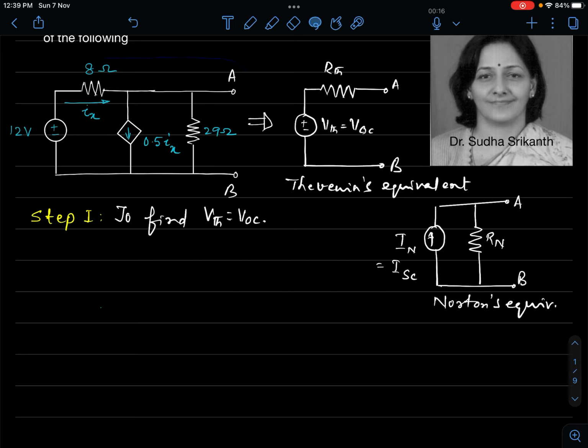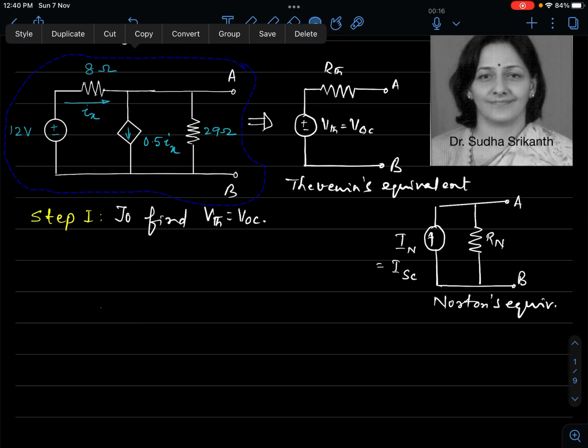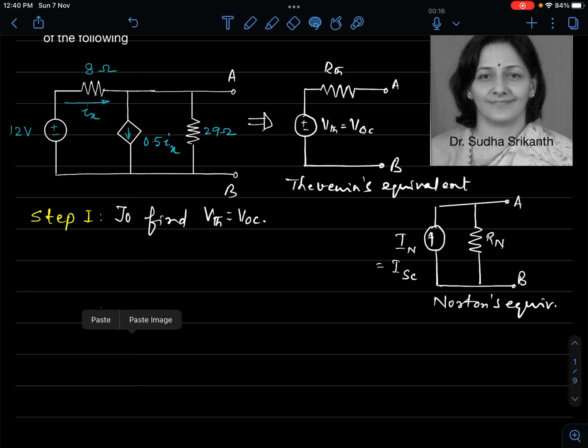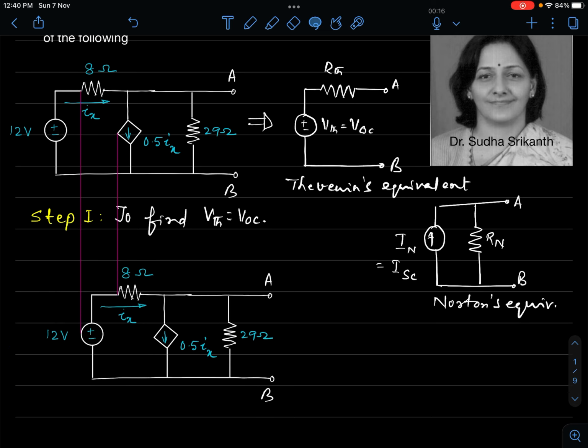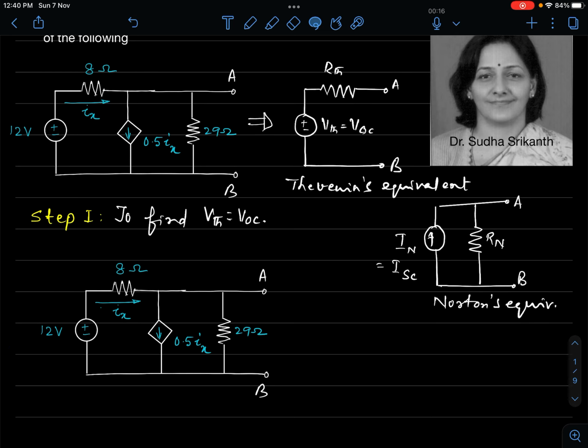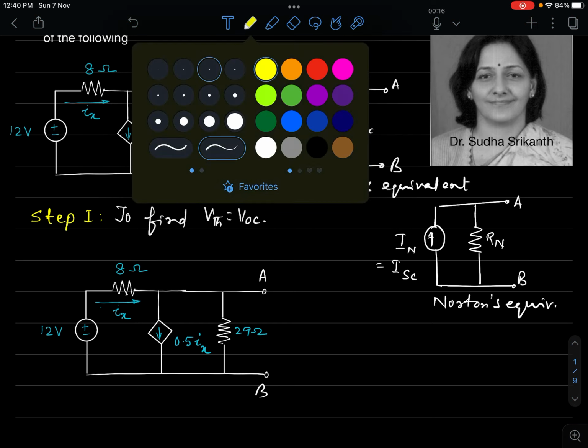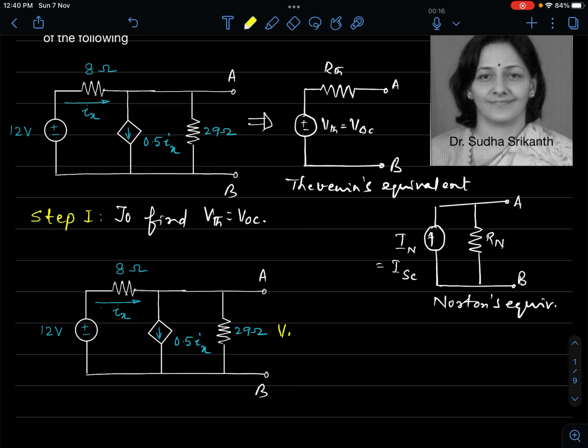So in order to find that, I'll try to reproduce this network. I'll copy this network, bring it down here. I will try to find the open circuit voltage. The open circuit voltage that I'm trying to find is this. VTH is VOC. So what is the voltage that would appear between A and B? Right, so we need to find this voltage.